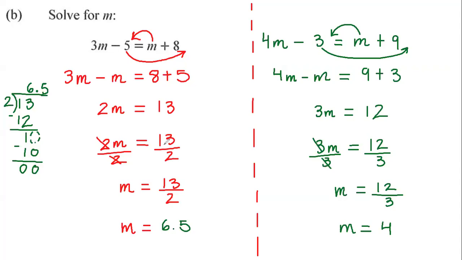Explain how we got it, please. So you transfer the m over to 4m to make 4m minus m. Then 3 to the 9, so that's 3 plus 9. You solve the equation: 3m equals 12, then 3m over 3 and 12 over 3. Simplify, then you get 4. So we divide 12 by 3 and we get 4, right?